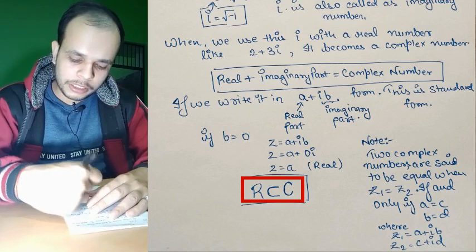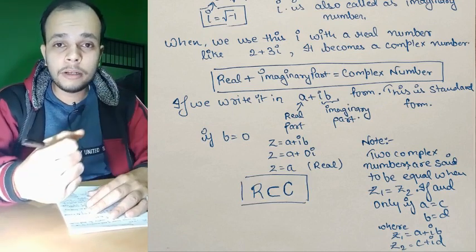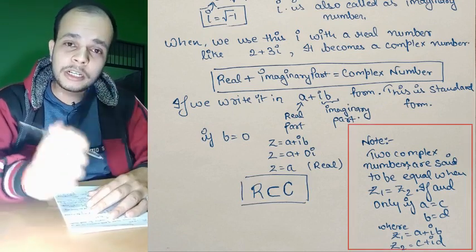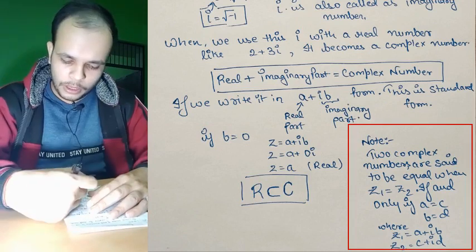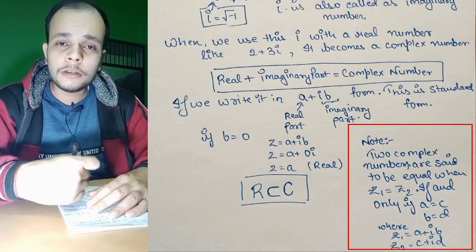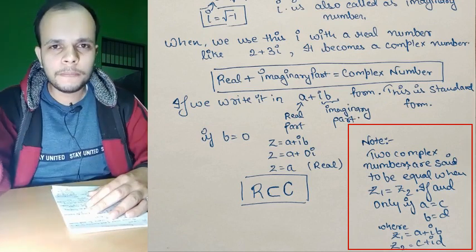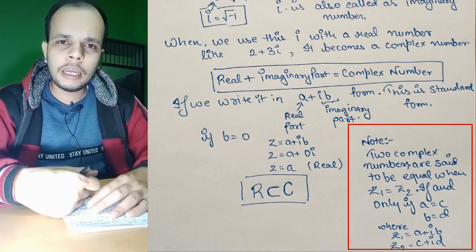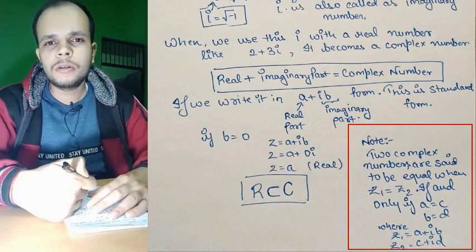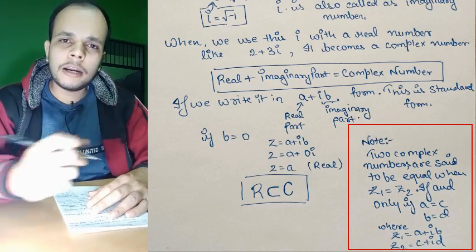Two complex numbers are said to be equal, that is z1 is equal to z2, if and only if a is equal to c and b is equal to d, where z1 is equal to a plus ib and z2 is equal to c plus id.